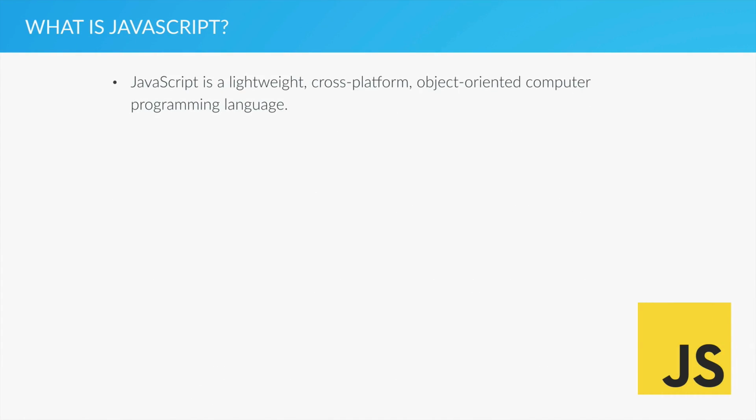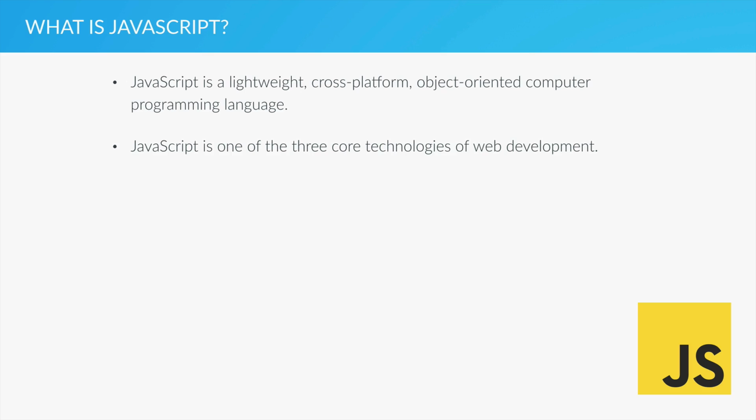So, JavaScript is a lightweight, cross-platform, object-oriented computer programming language. Now that sounds a bit fancy, right? But that's no problem, because it's really not. So, lightweight just means that the language doesn't use much memory of the computer and that it has a relatively simple syntax and features. Cross-platform just means that the language can be used on multiple platforms and systems. And finally, object-oriented means that it's a language that's based on objects. And we will explore all of that throughout the course.